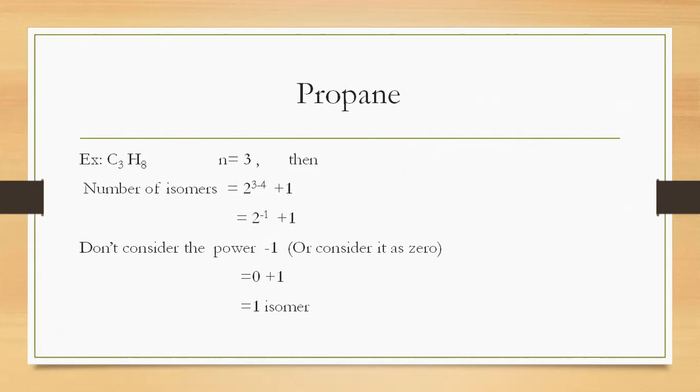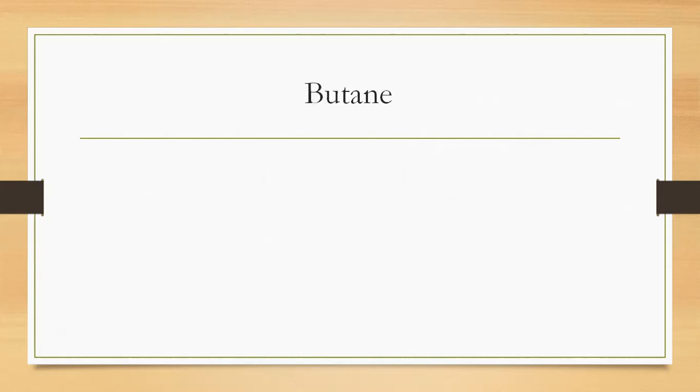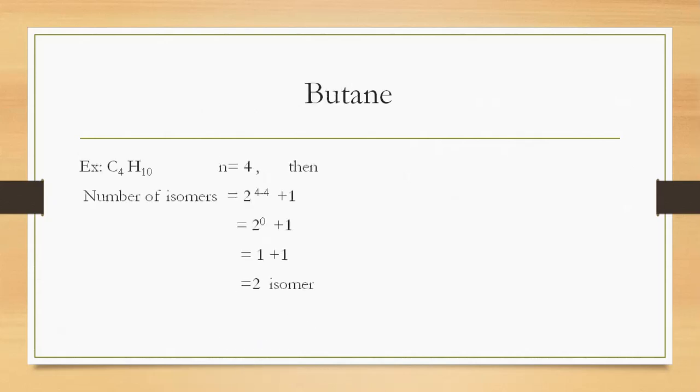Note down this properly. Butane. You know the formula C4H10, because CnH2n plus 2 is the formula for alkane. So when the 4 carbon is there, 10 hydrogen will be there. So n equal to 4.